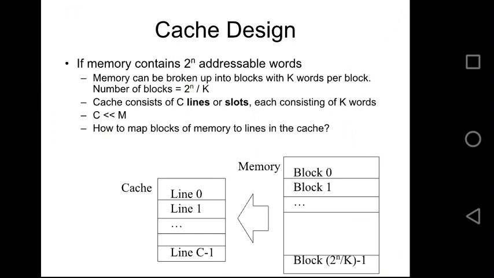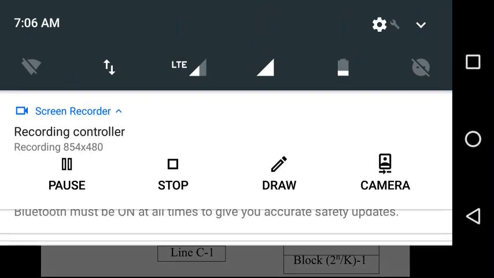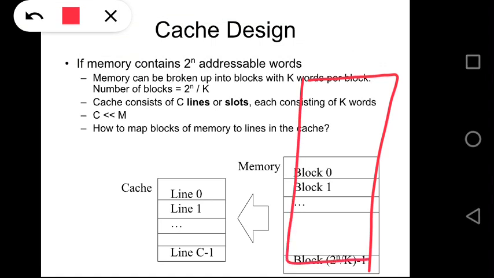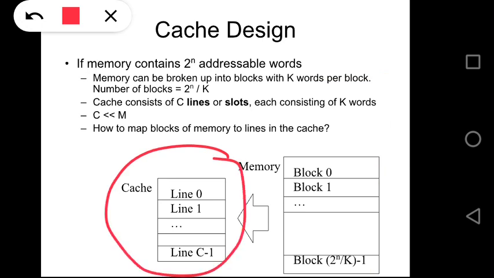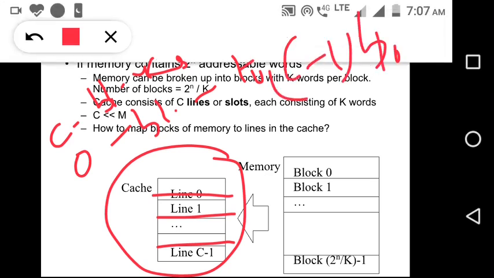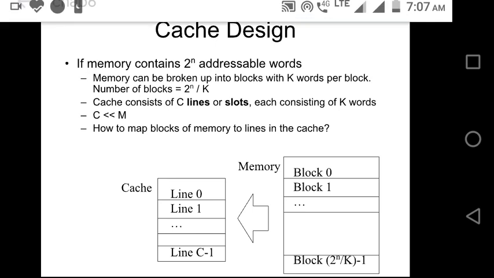So the cache consists of C lines or slots, each consisting of k words. Now in this case, this is my main memory. In this case, I have a cache memory, and this cache memory is also divided into blocks. How many blocks? C blocks. What would be their address? Block 0 to block C minus 1, right? So that's what is explained here.